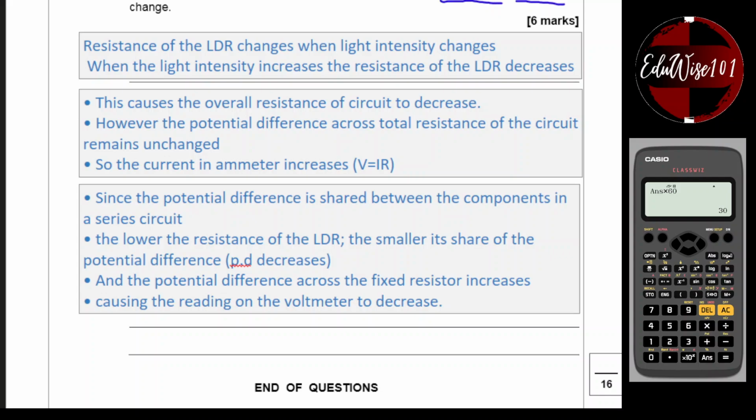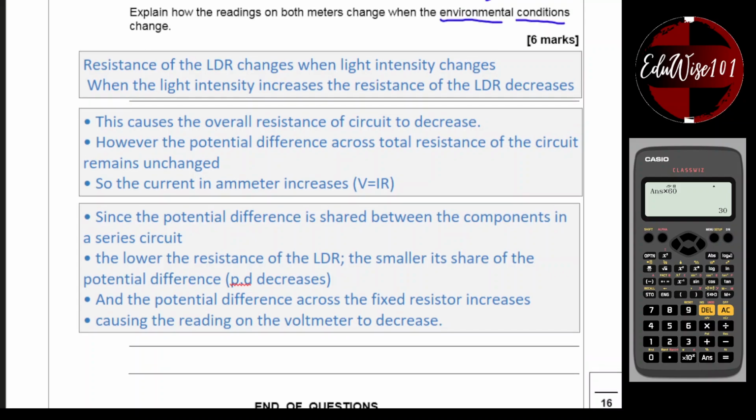Remember, you're explaining why it's actually happening. That's why it's 6 marks. You need to be explaining all of these changes. So the main change is what is happening in the current in the ammeter and the potential difference in the voltmeter. Main 2 points for 2 marks, and the rest of the 4 marks is for your explanation. That's the end of this question and this paper.